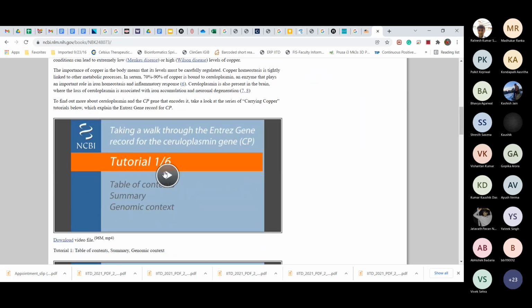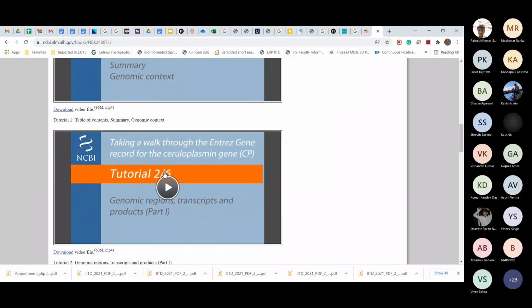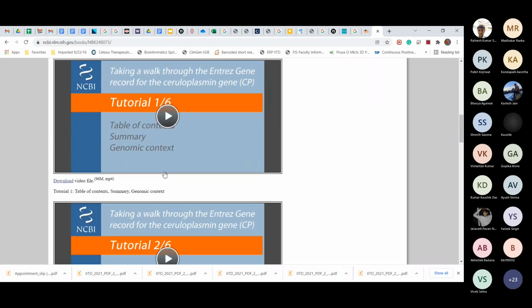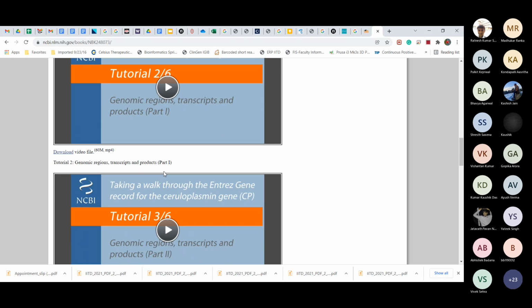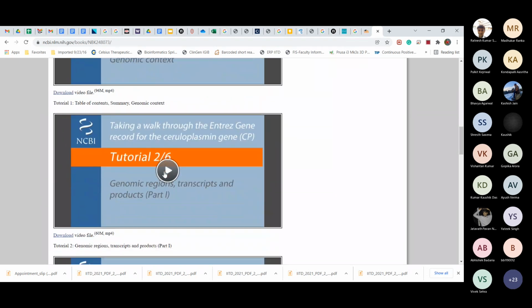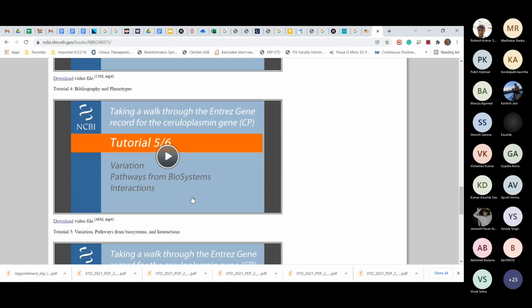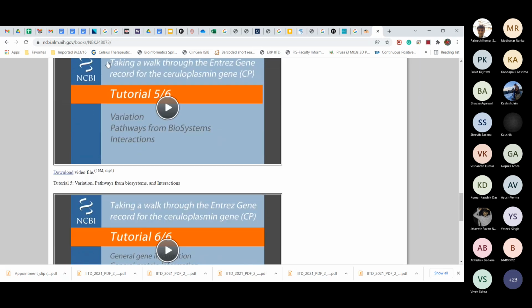If you follow this, they'll show you how to use NCBI to specifically look at gene records. This is very important in the case of today's tutorial, because the second exercise is about looking at gene records and what kind of information you would have for a specific gene. Okay, I'm going to go back to the tutorial now.